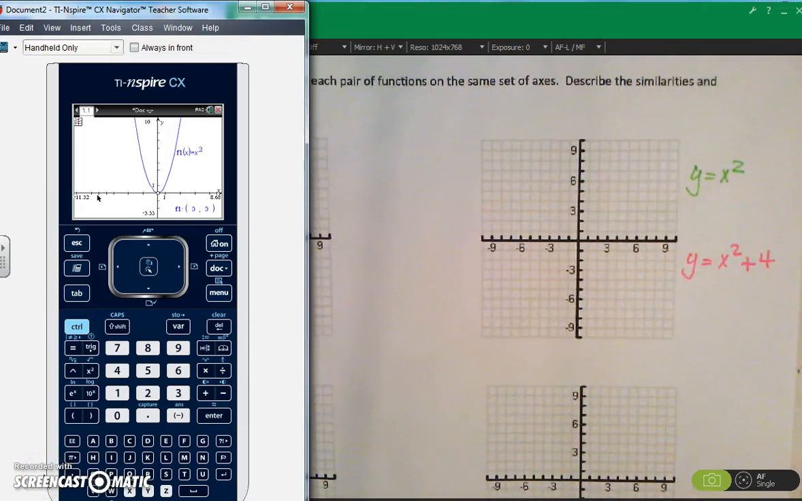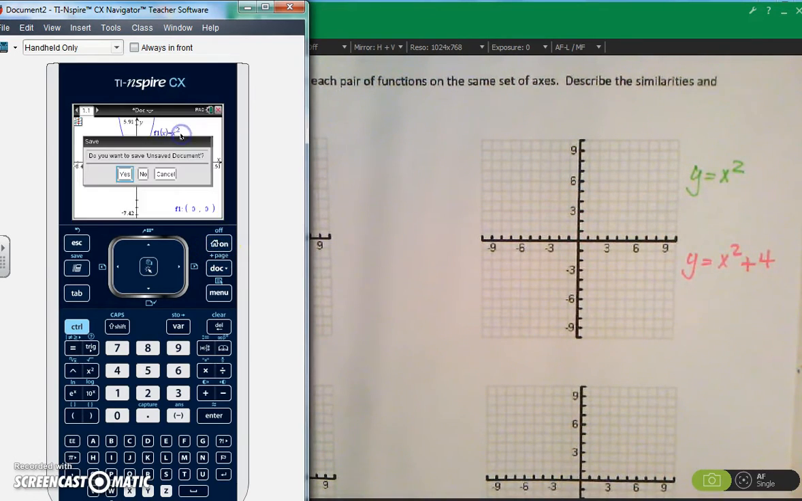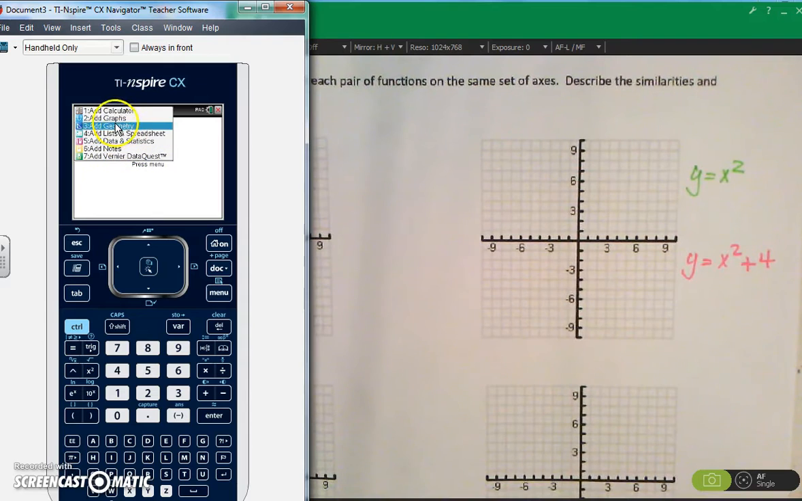A few tips for graphing on the Inspire. First, I'm going to go to the home button and hit it. It's going to ask me to pick a new document. It asks if I want to save the other one, and I'm going to say no. And then I'm going to add a graph.